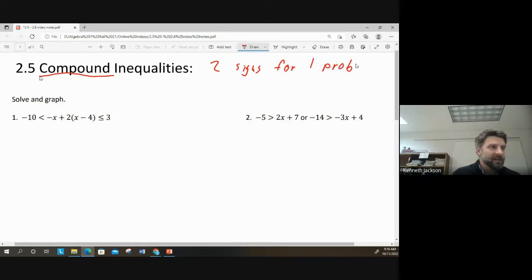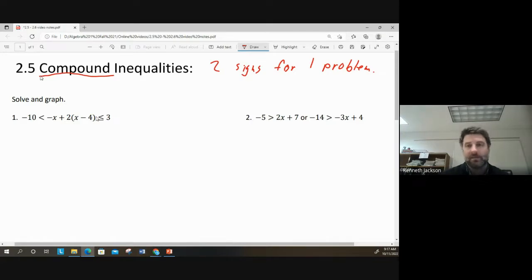Now, we discussed in an earlier video how to solve simple inequalities with one inequality sign and the graphs to go with it. Well, these are notes to solve a problem with two inequality signs. For example, number one, you can see an inequality sign here and an inequality sign here. That is a compound inequality. The nice thing about these is they solve exactly the same way.